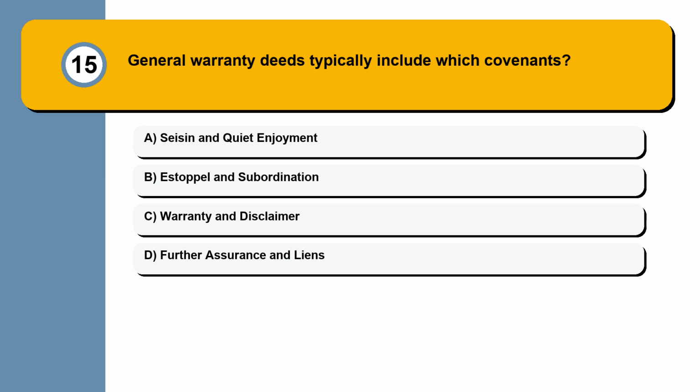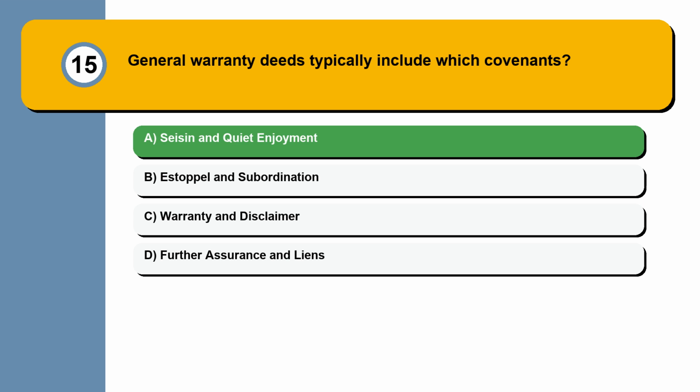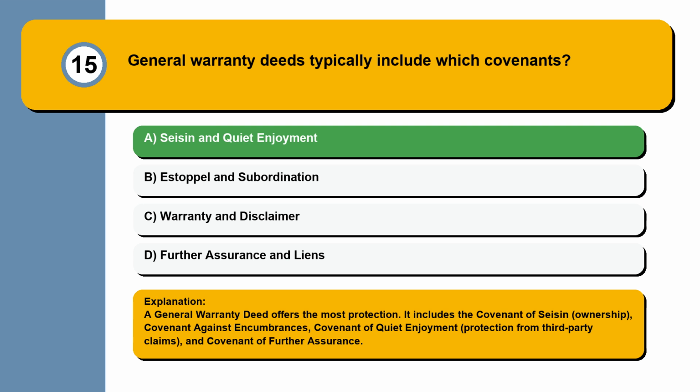Question 15. General warranty deeds typically include which covenants? Seisin and quiet enjoyment, estoppel and subordination, warranty and disclaimer, further assurance and liens. A general warranty deed offers the most protection. It includes the covenant of seisin (ownership), covenant against encumbrances, covenant of quiet enjoyment (protection from third-party claims), and covenant of further assurance.